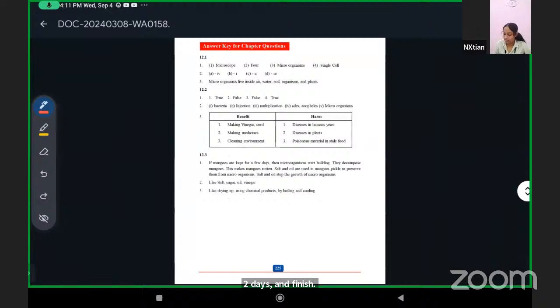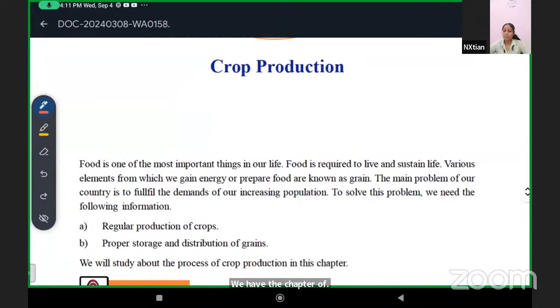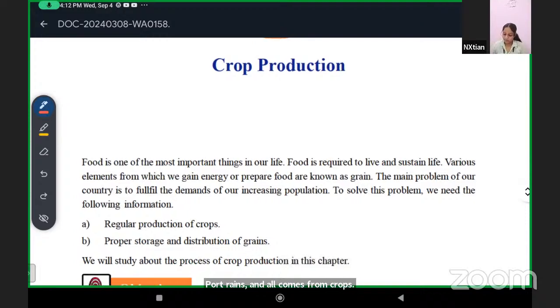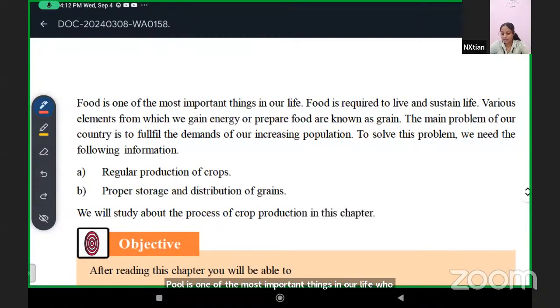All right. Then we have the chapter on crop production. We'll do a little bit of intro to it and then we can wind up. Crop production means the production of crops. How does food come? Food, grains, and all come from crops, from the production of crops. Food is one of the most important things in our life. Food is required to live and sustain life. Various elements from which we gain energy or prepare food are known as grains. Whole grains, wheat, maize, and all of that are known as grains.